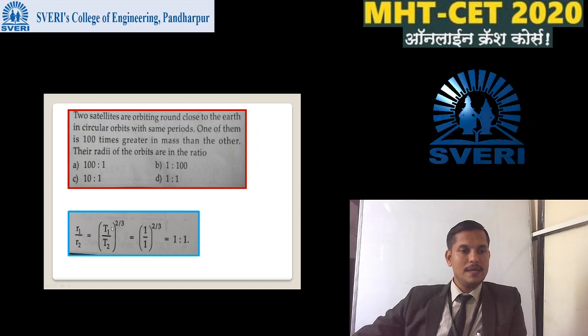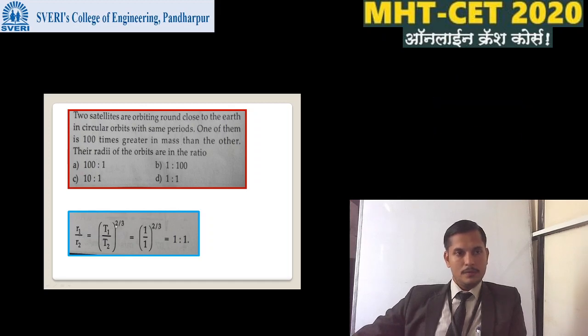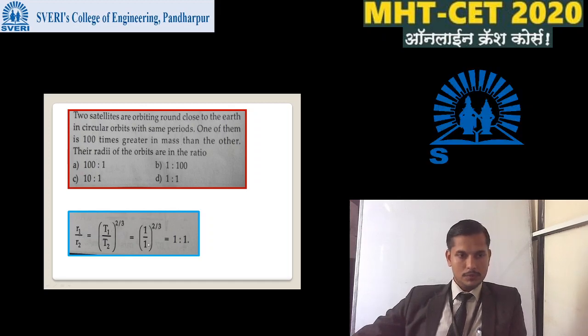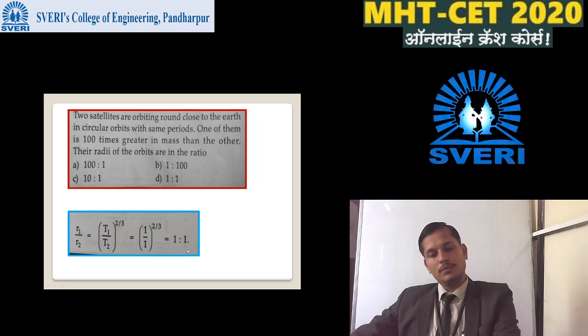So if you consider radius and time period, the time period is the same. So simply we are getting the radius ratio as 1:1. There is independence of mass in this case. So the answer is 1:1, which is the correct one.